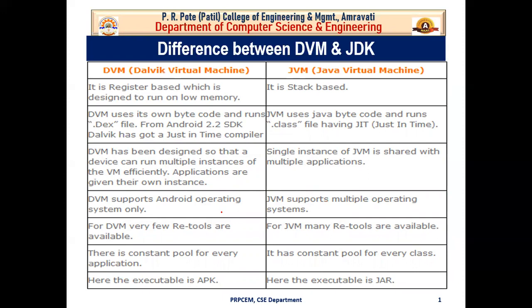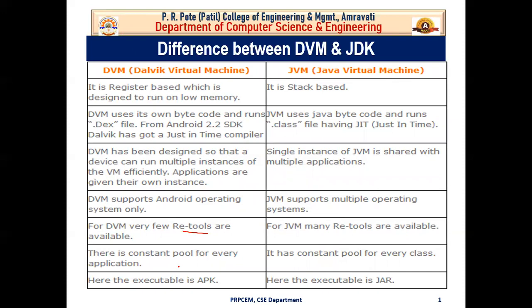Now the next difference between DVM and JVM is that for Dalvik virtual machine, very few retools are available, and for Java virtual machine, many retools are available. Now what is retools? Retools are the tools which are used to build internal tools. Internal tools build करने के लिए जो tools use होते हैं उसे retools कहते हैं. So Dalvik virtual machine has very few retools, but Java virtual machine has many retools.